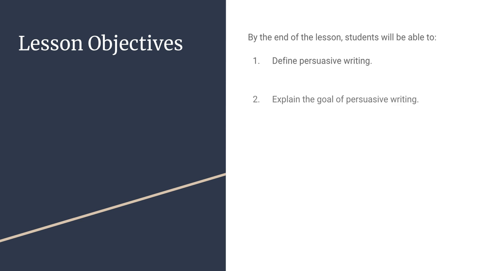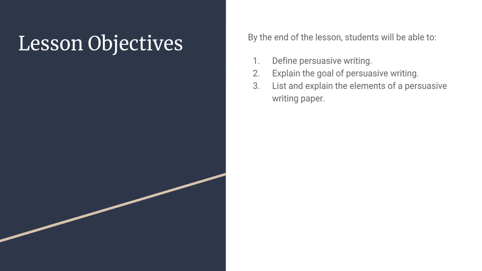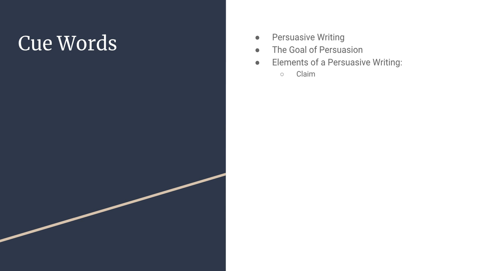Your lesson objectives are that by the end of the lesson, you're going to be able to define persuasive writing and explain the goal of persuasive writing. You also need to be able to list and explain the elements of a persuasive writing paper. So your keywords to this end are persuasive writing, the goal of persuasion, elements of persuasive writing, including the claim, the evidence and reason, where we're avoiding fallacies, and the counterclaim.